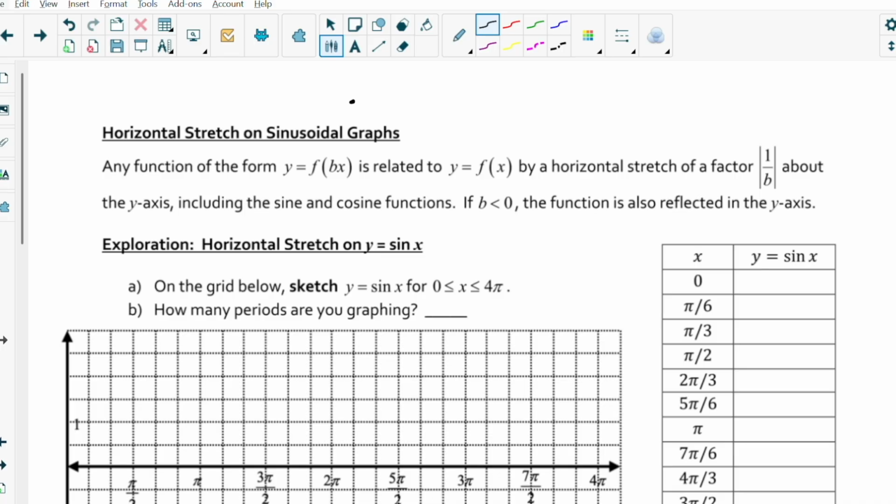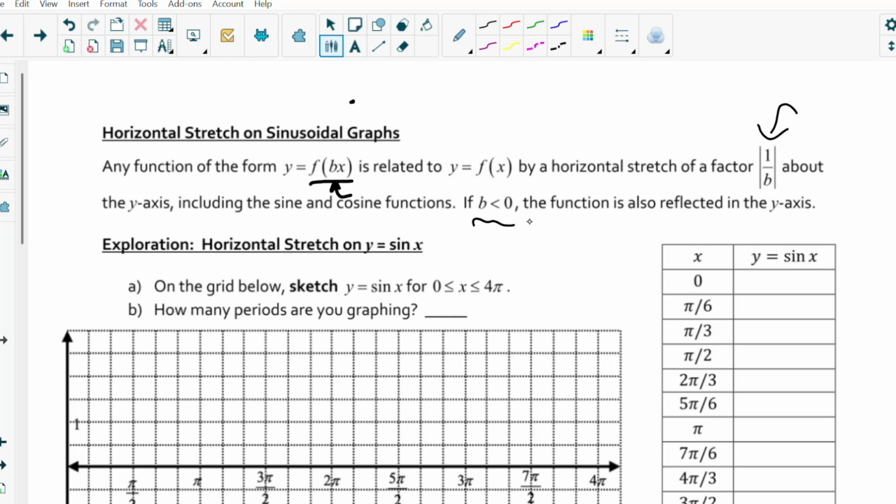Hello everyone. Let's continue with horizontal stretch on sinusoidal graphs. Any function of the form y equals f of bx: pay careful attention to where that b value is. It is related to y equals f of x by a horizontal stretch by a factor of the absolute value of 1 over b about the y-axis. We know this from our transformations unit, including for the sine and cosine functions.